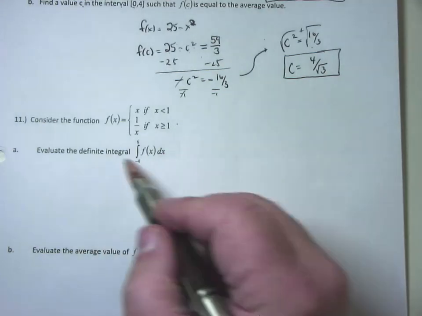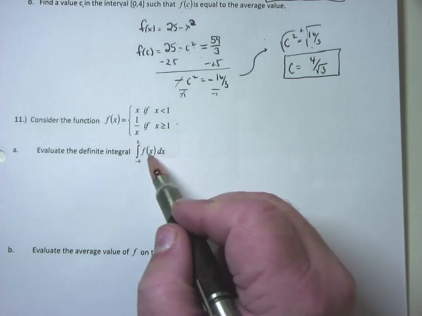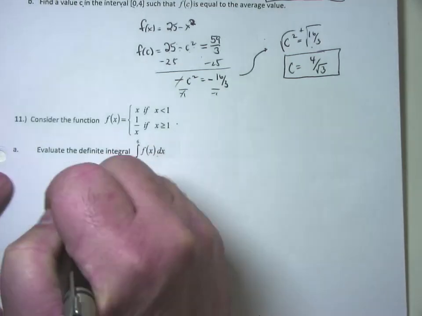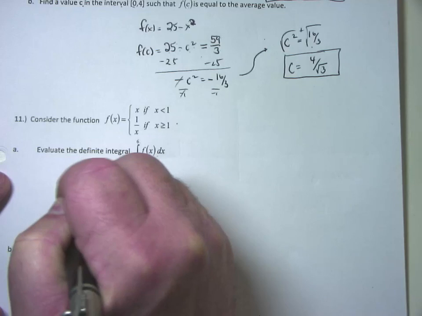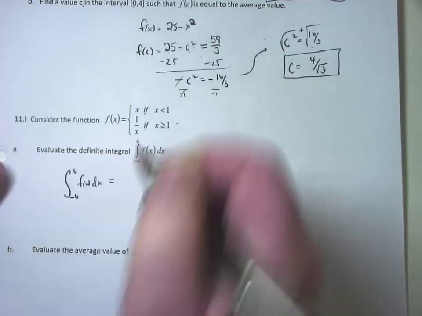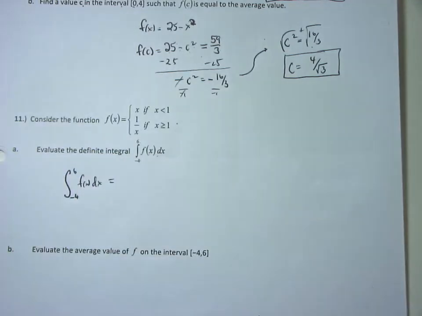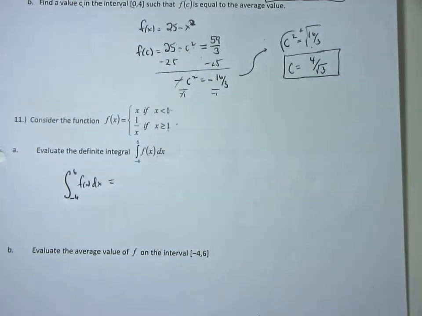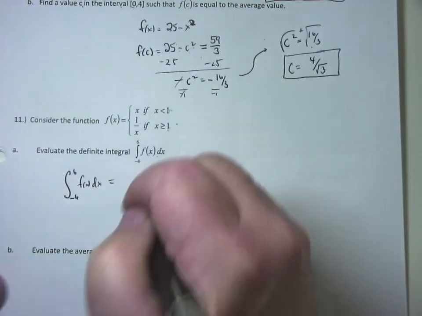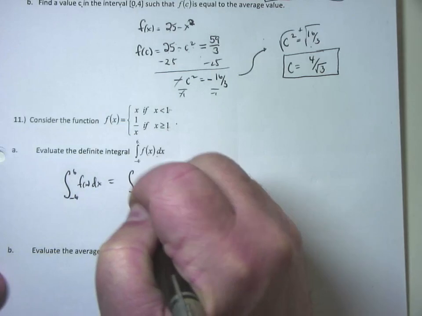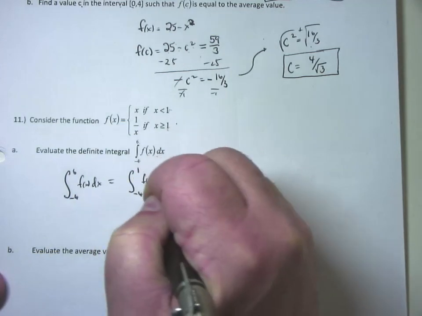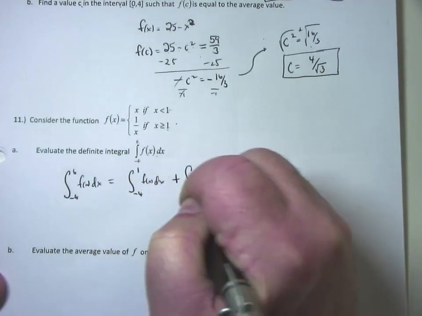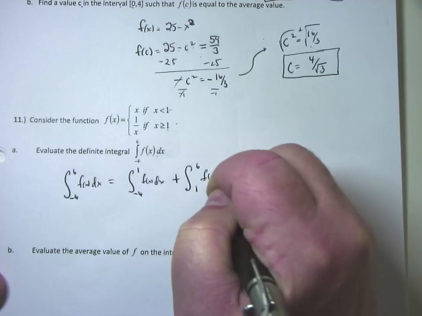Well, we're supposed to evaluate the integral between -4 and 6 of f of x dx. But remember, with integration, you can break up the bounds. The point that breaks this particular piecewise function, the breaking point, is the point 1. Does that make sense? So I'm going to rewrite my integral as the integral between -4 and 1 of f of x dx plus the integral between 1 and 6 of f of x dx.